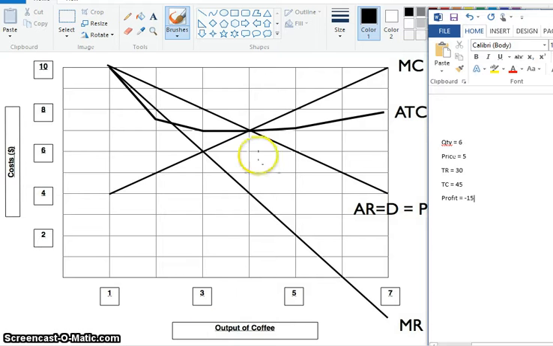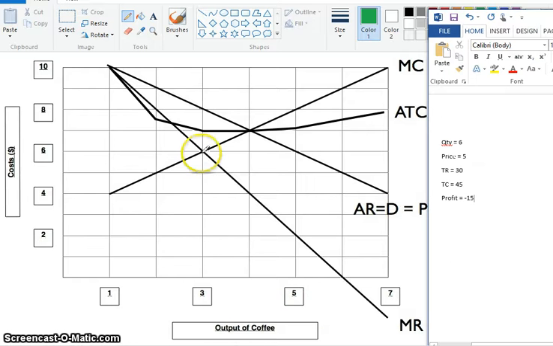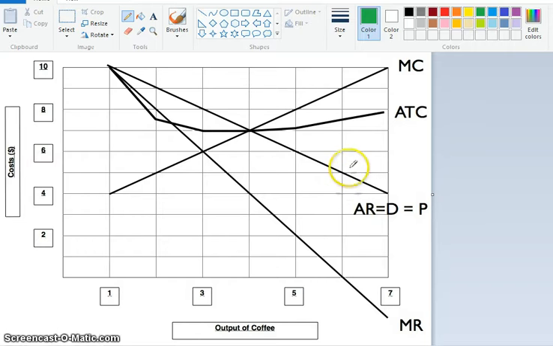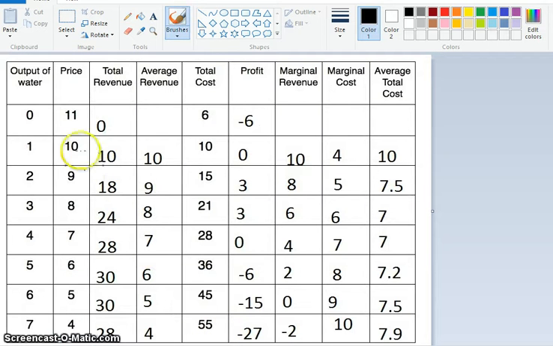So quantity of 6. Let me get a pencil here. That's going to be annoying to me, is every time that I do that, I am going to lose my thing. I wish there was a way I could do that. So quantity of 6, let's see, right here. The price is 5. Look at that. Price is 5 right there. Remember, what tells us the price now? So the price corresponds with not your marginal revenue anymore, but your average revenue.